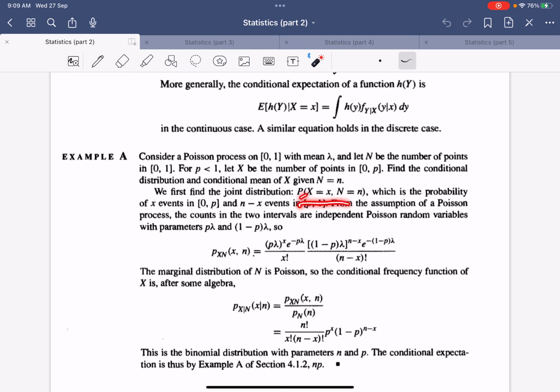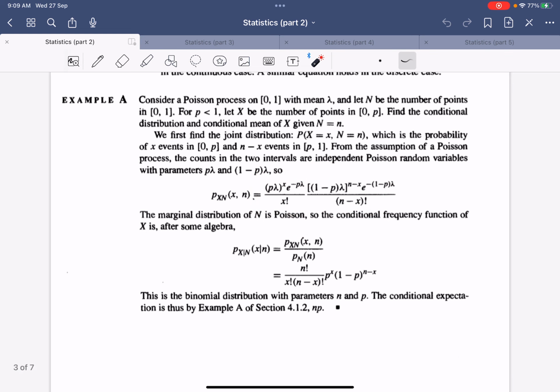So you first find the joint, and this is how it will look. The Poisson here and the Poisson here multiply together. And to find the marginal, you take the marginal of N, which, as you know for the number of points, is already Poisson.